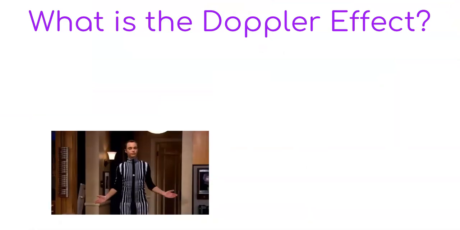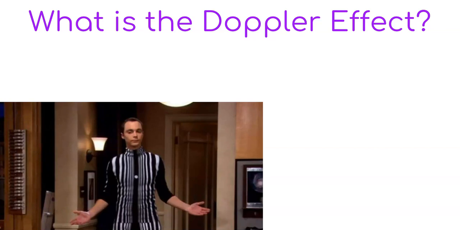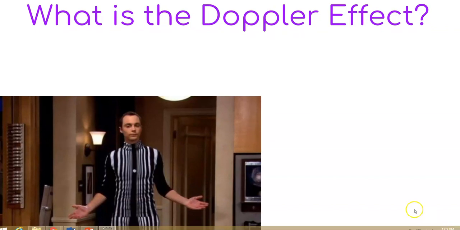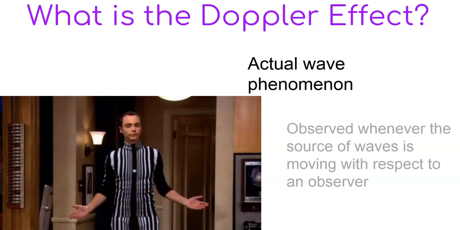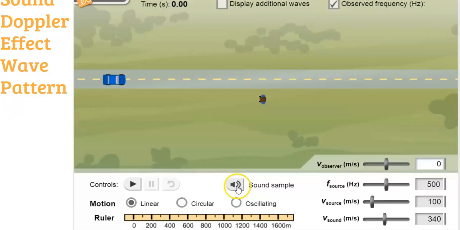So the wave phenomenon that we're talking about is called the Doppler Effect, and the Doppler Effect is much more than dear old Sheldon Cooper's Halloween costume. It is a real effect, an actual wave phenomenon, and it is observed whenever the source of waves is moving with respect to the observer. So when you have a source of sound and an observer, and one of the two of those is moving with respect to the other.